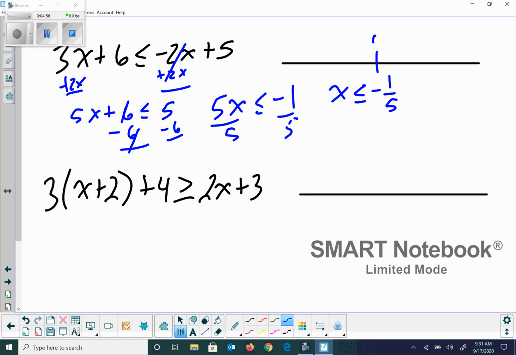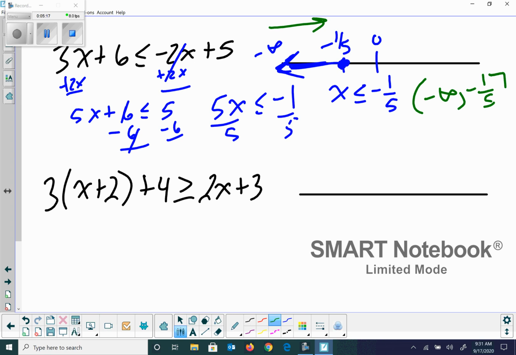If we put it on a number line, if we have 0 here and we have negative 1/5 down here, it's a solid dot, and I'm shading it to negative infinity. And for interval notation, we're going to read this from left to right. So we're going to go from, remember, soft bracket at negative infinity to negative 1/5. And that's going to be a hard bracket, a square bracket, because we had the equal sign.